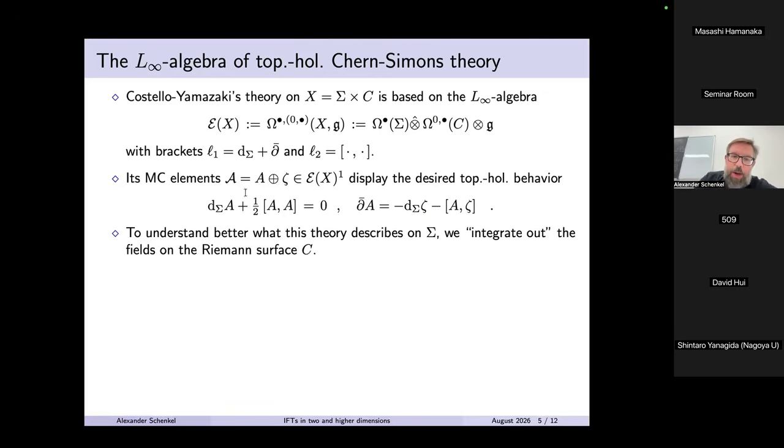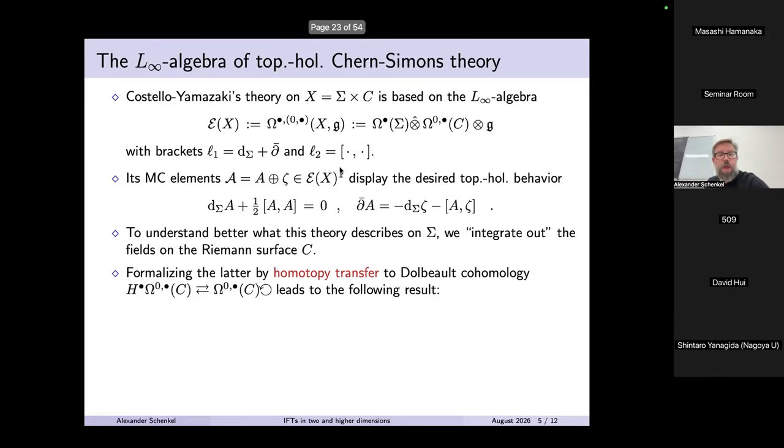How I would like to analyze this L-infinity algebra, describing topological holomorphic transdimensional theory, is a bit different, using techniques from homotopy theory, because this is the way I usually think about problems. So in order to better understand what this theory described by this L-infinity algebra describes, let's integrate out the fields on the Riemann surface and see what it describes from the perspective of space-time Sigma, where things are easier to interpret. Okay, so what does it mean to integrate out fields on the Riemann surface?